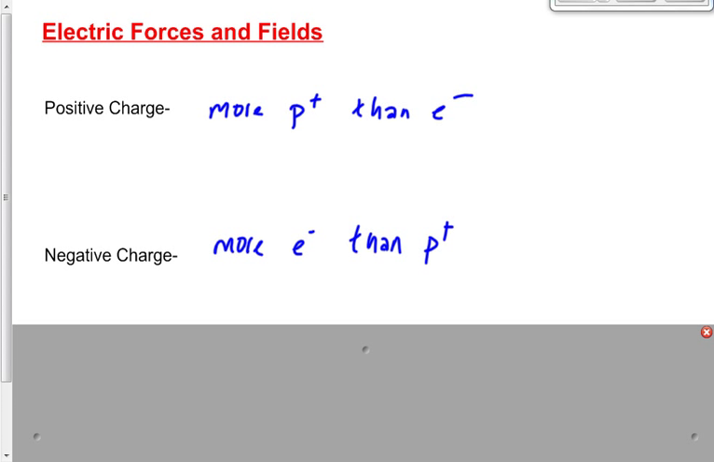What about a neutral charge? If an object is neutral, which for the most part objects generally are neutral, then what does that mean? Does it mean we have no protons and no electrons? No, it means we have the same number of protons as electrons. They balance each other out so that the total charge ends up being equal to 0.